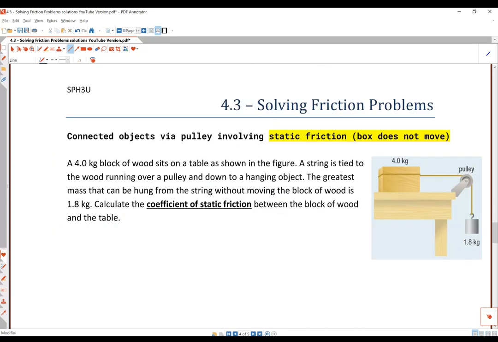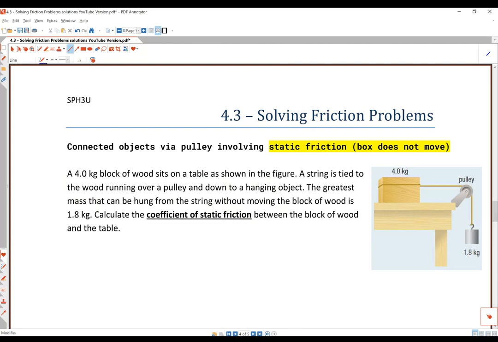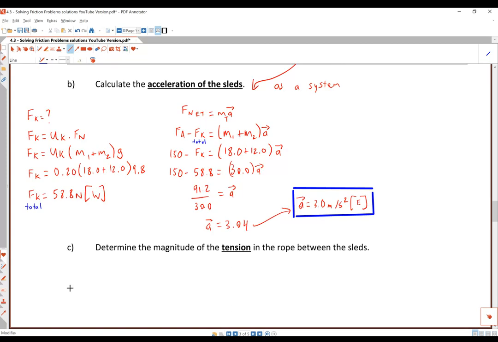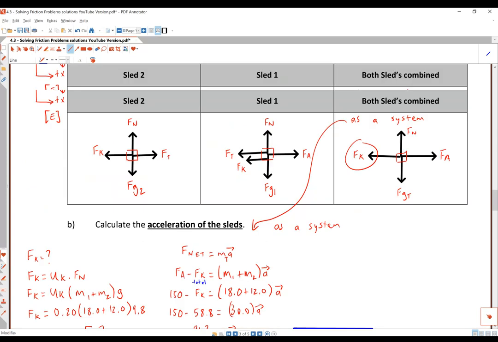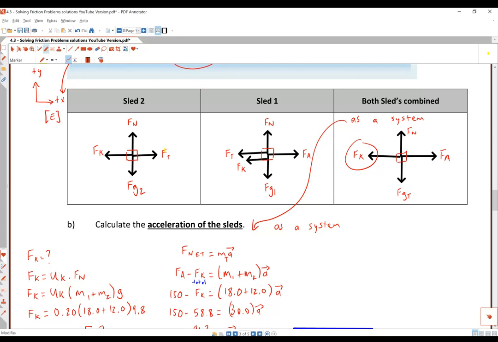So now we have our acceleration. We can move on to the next part, which is calculating the tension in the ropes between the sleds. Now, what you can do is that because we're trying to find this tension force, it doesn't matter which sled you use. You can either use sled 2 or sled 1.